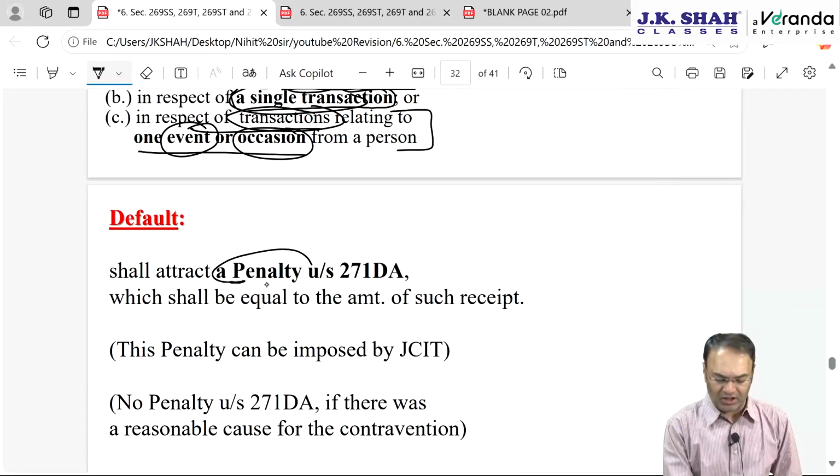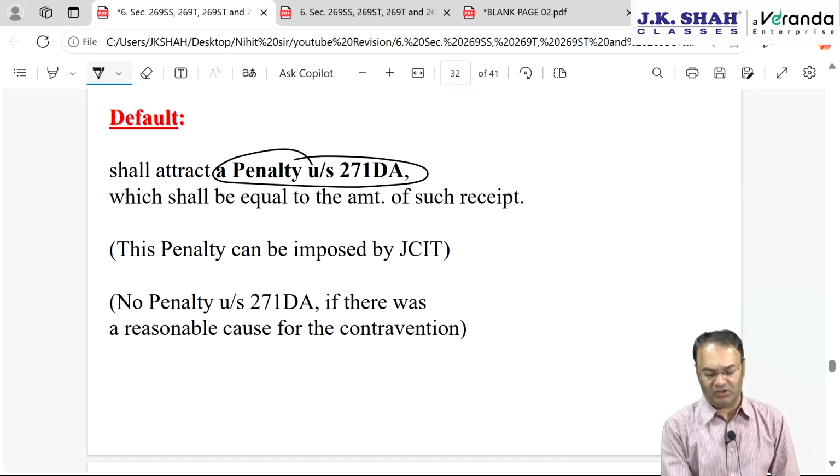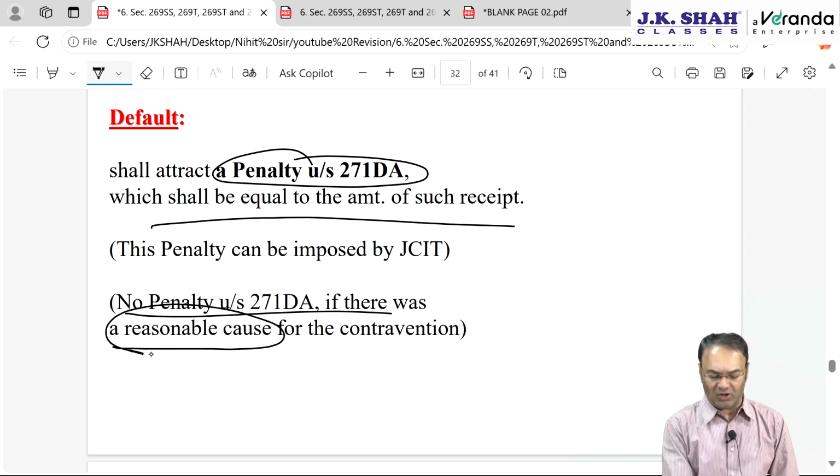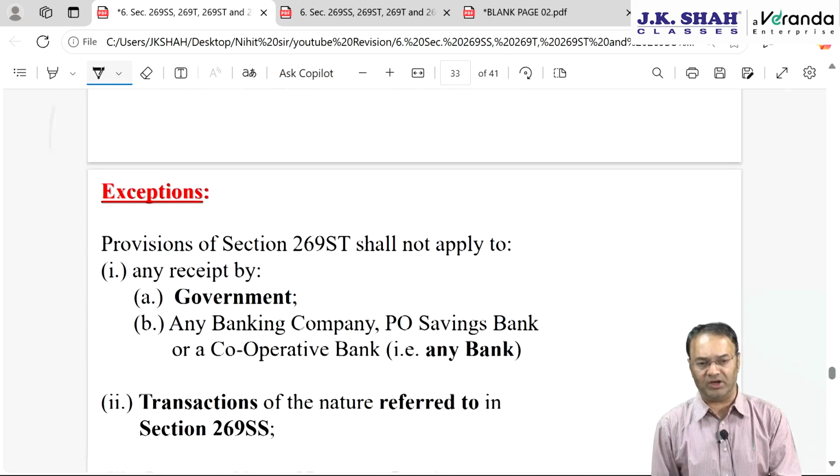Otherwise, there will be penalty under 271DA. Penalty will be equal to the entire amount of such receipt. If received 3 lakhs, the entire 3 lakhs is gone. No penalty if there was a reasonable cause. Penalty can be imposed by the joint commissioner only, that is immaterial.